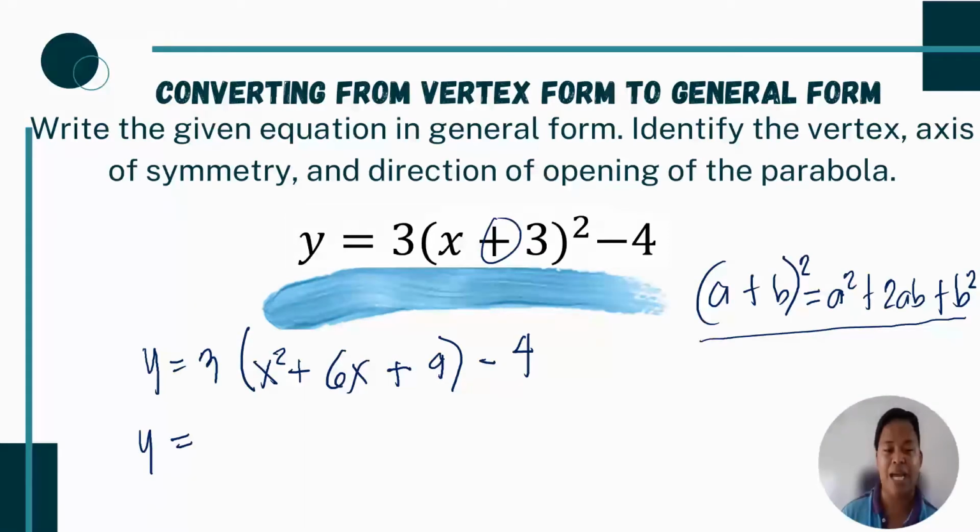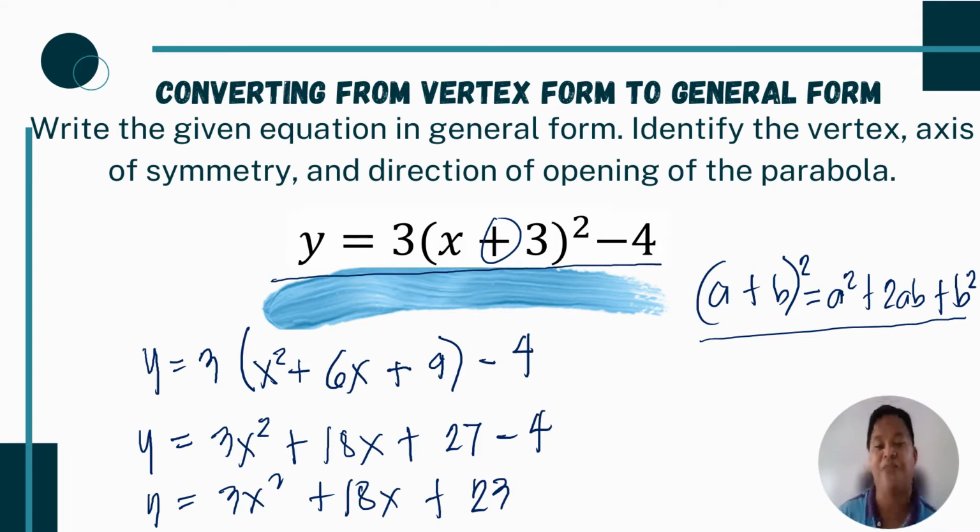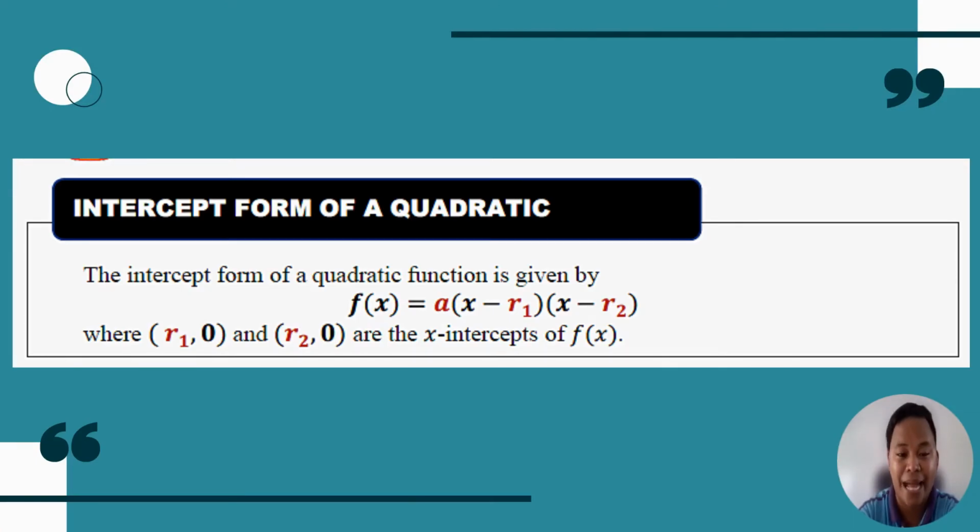Let us distribute 3 to the terms inside the parentheses. Then we have 3 times x squared, 3x squared, plus 3 times 6x is 18x, plus 3 times 9 is 27, minus 4. Then we have y is equal to 3x squared plus 18x plus 23. So this is now the equation in general form of this given equation in vertex form.